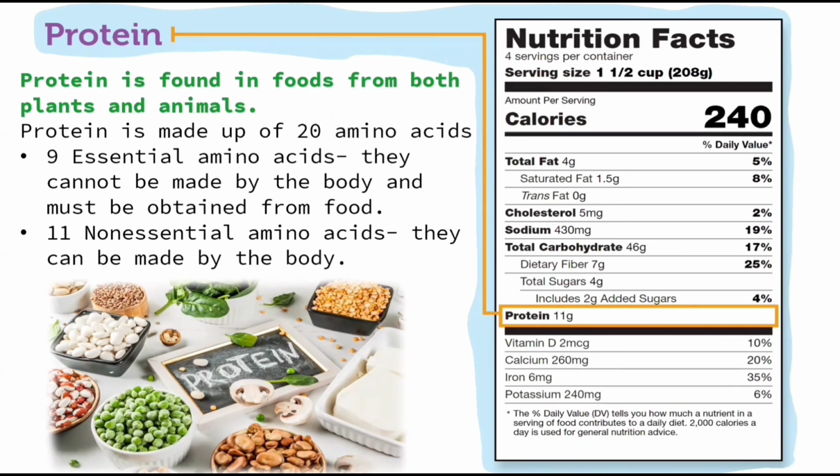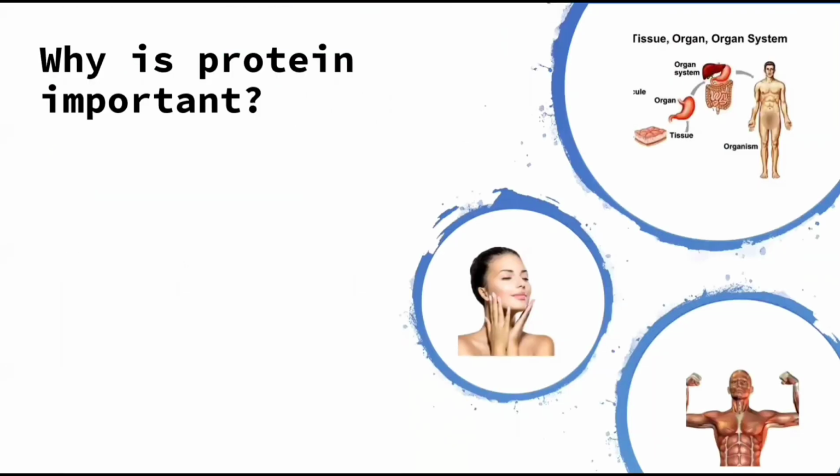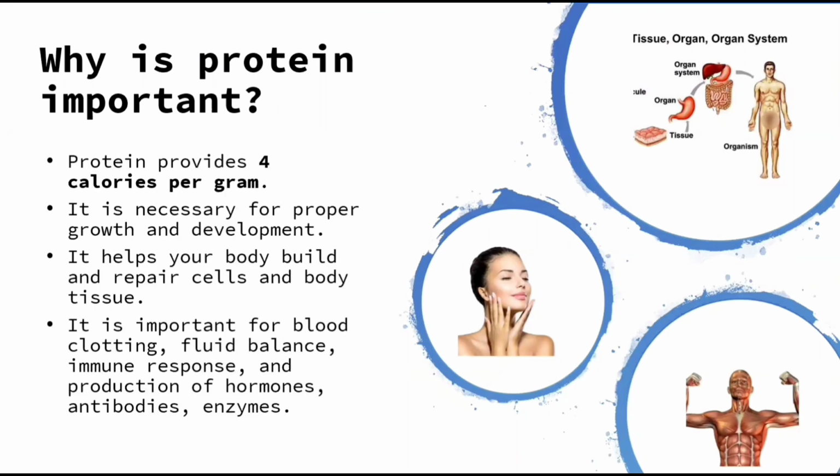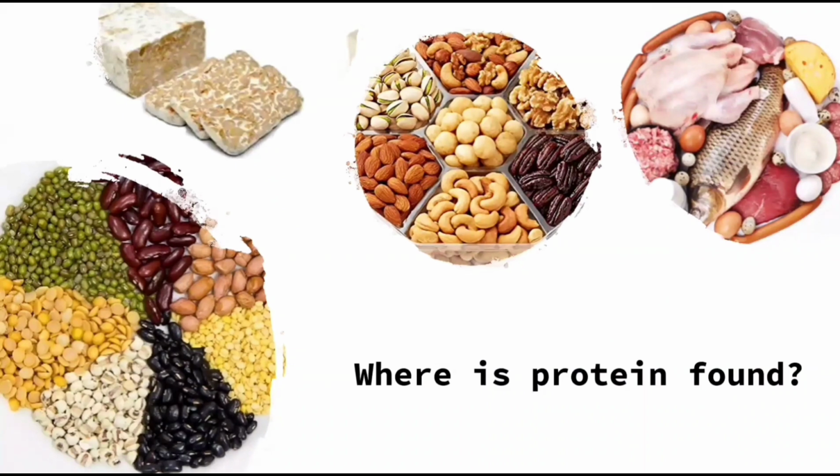So why is it important to consume protein? Protein provides 4 calories per gram. Protein is a component of every cell in the human body and is necessary for proper growth and development, especially during childhood, adolescence, and pregnancy. It helps your body build and repair cells and body tissue. It is a major part of your skin, hair, nails, muscles, bones, and internal organs. Protein is also found in almost all body fluids. Protein is important for many body processes such as blood clotting, fluid balance, immune response, vision, and the production of hormones, antibodies, and enzymes.